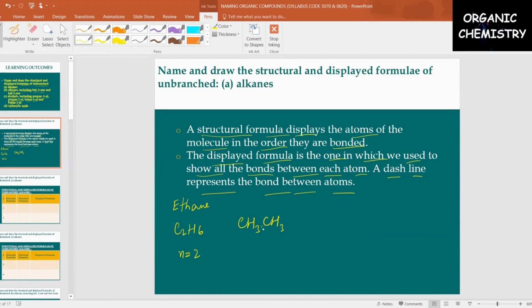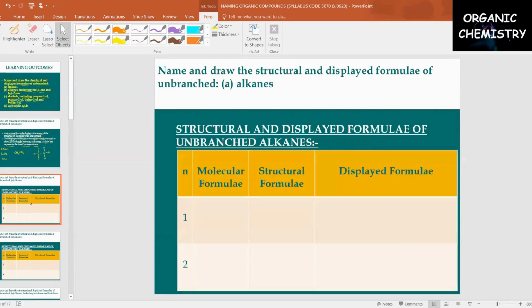Now let's draw the displayed formula of ethane. In the displayed formula, we will show all the bonds between each atom. We have 2 carbon atoms. So first of all, I'm going to show the bond between these 2 carbon atoms. This will be counted as the first bond of each carbon atom. So on the right hand side, this is its first bond, second bond, 2, 3, 4. Now the second carbon atom, this will again be counted as the first bond, and then 1, 2, 3, 4. Now place the hydrogen atoms. In this way, you will draw the displayed formula for each member. Name and draw the structural and displayed formula of unbranched alkanes.